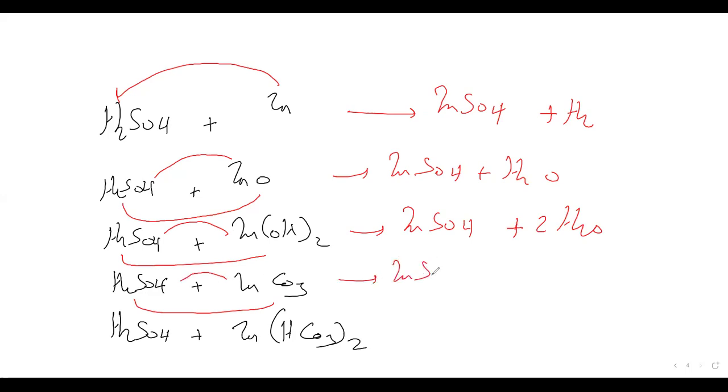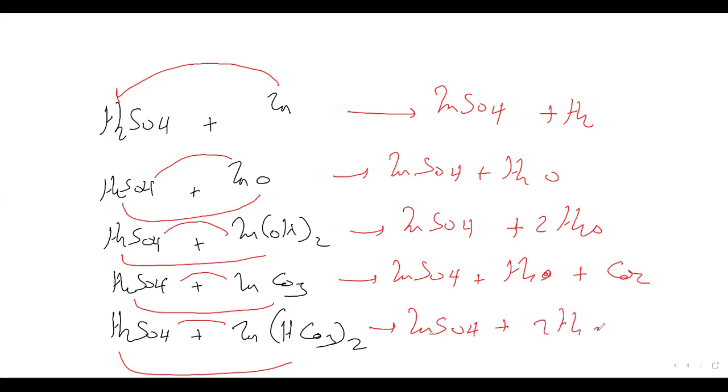ZnCO3 gives ZnSO4 plus H2O plus CO2. Zn(HCO3)2 gives ZnSO4 plus 2H2O plus 2CO2.